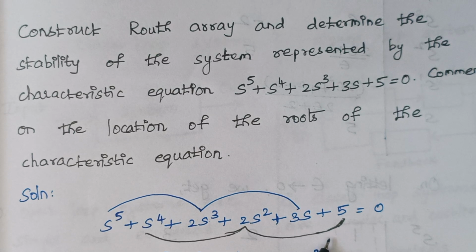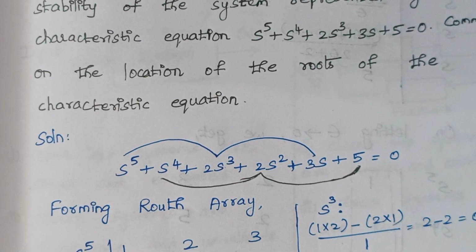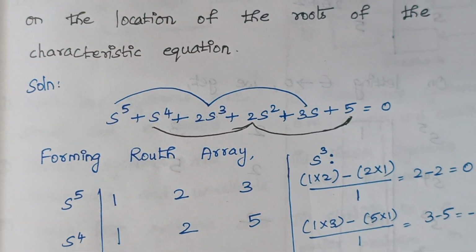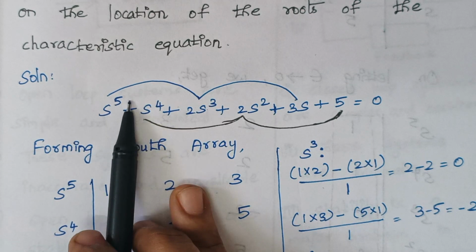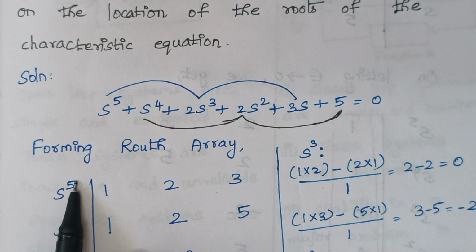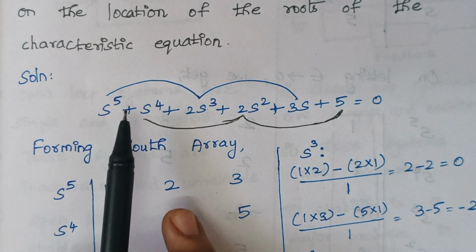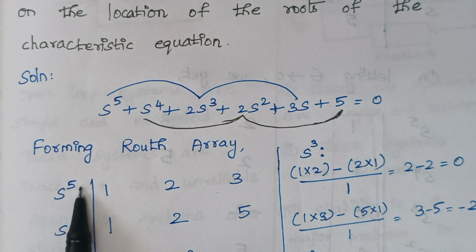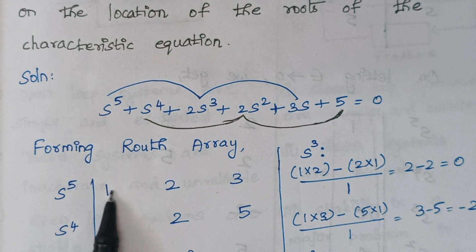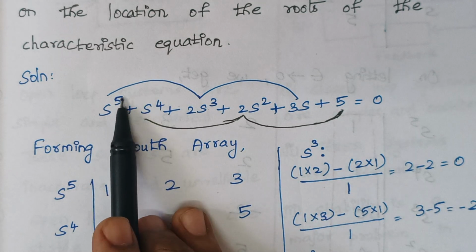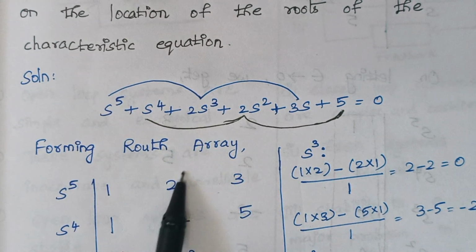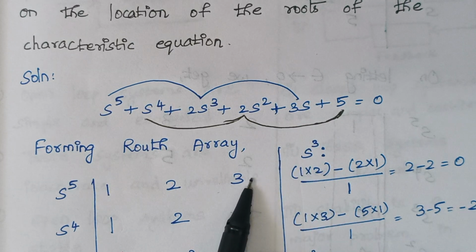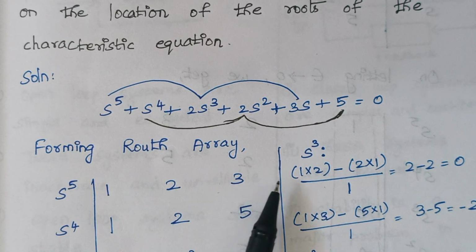So the next step is to form our Routh array. Forming the Routh array is easy, right? The maximum power is s to the power 5, so I am starting with s to the power 5. Since the power is odd, we write all the odd terms here. The coefficient of s to the power 5 is 1, s cube is 2, and s to the power 1 is 3. So I have written those terms.